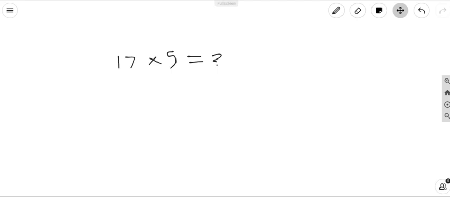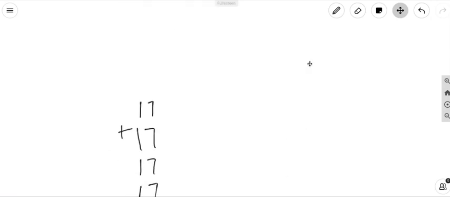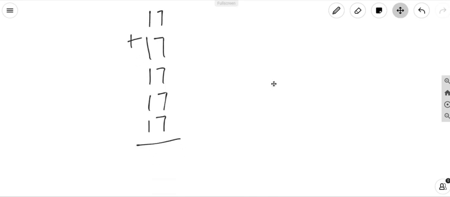Today we're going to talk about two-digit by one-digit multiplication. So you can see here I have 17 times 5. I could do repeated addition, because repeated addition is the same as multiplication. So you can see here I have 17 plus 17 plus 17 plus 17 plus 17, 5 17s. I could add all those up together, but to me that seems like a lot of work.